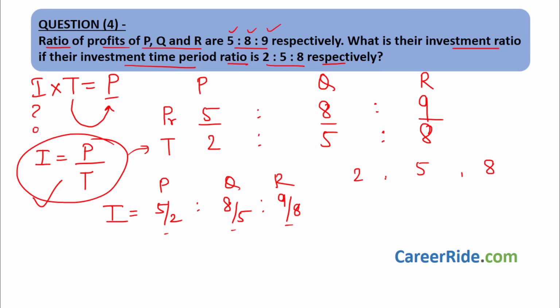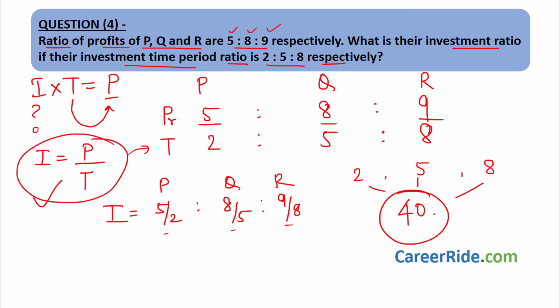Now let's find out the least common multiple for these three numbers. 8 is the largest number, right? So let's see multiples of 8. 8 is not divisible by 5. 8 2s are 16, not divisible by 5. 8 3s are 24, not divisible by 5. 8 4s are 32, not divisible by 5. 8 5s are 40, which is divisible by 5 as well as 2. So 40 is the LCM, which is divisible by 2, 5 and 8.